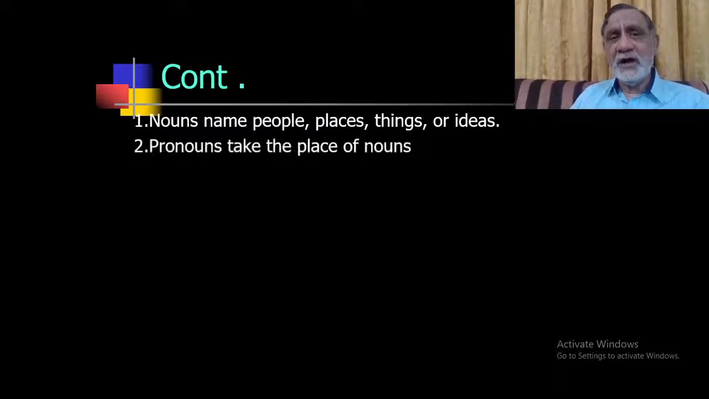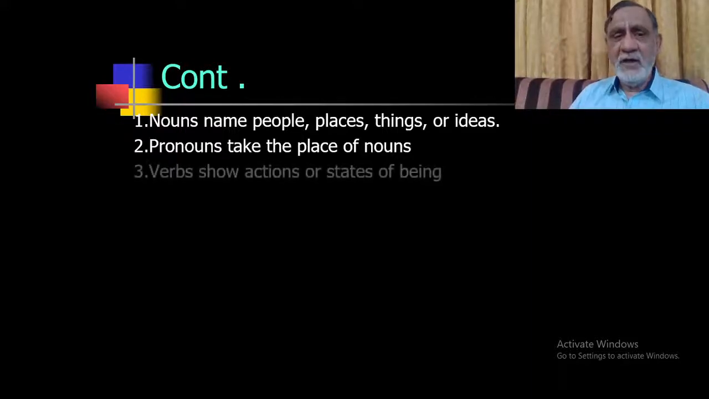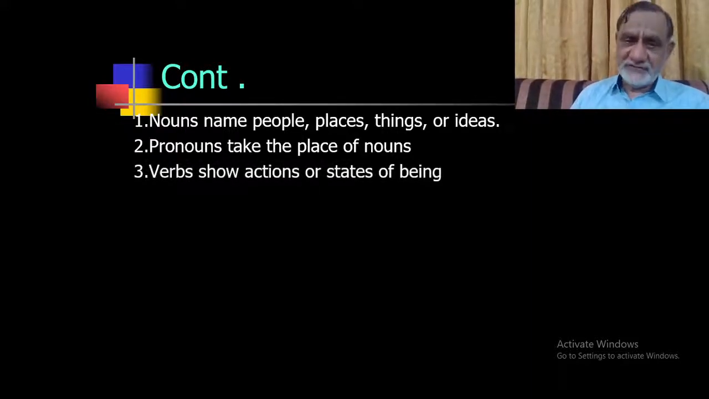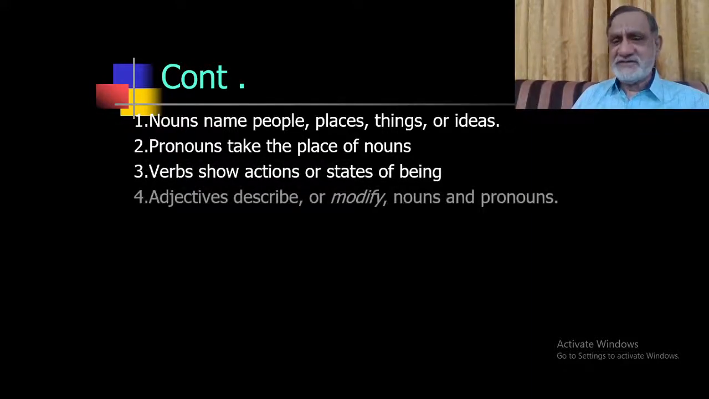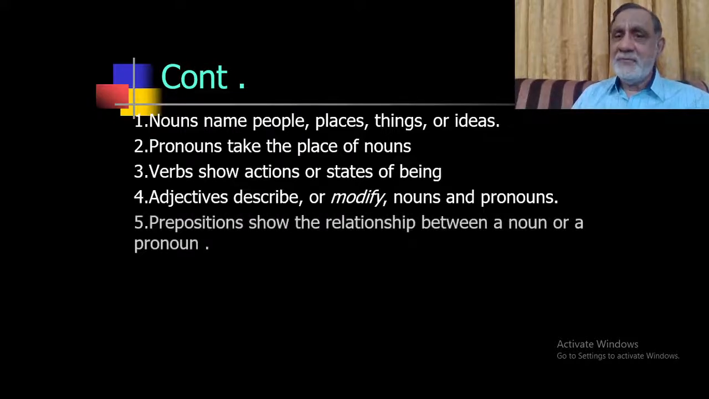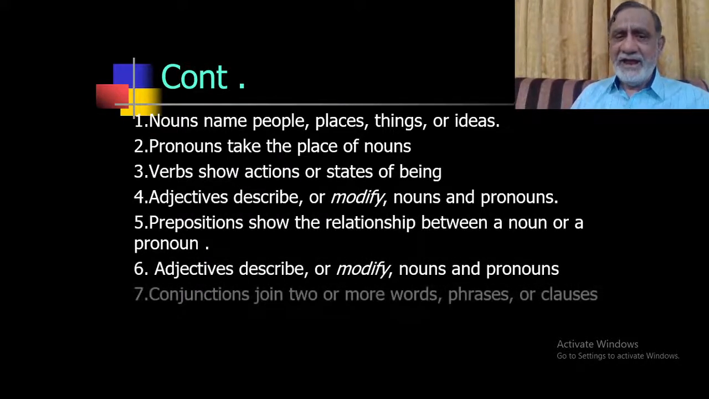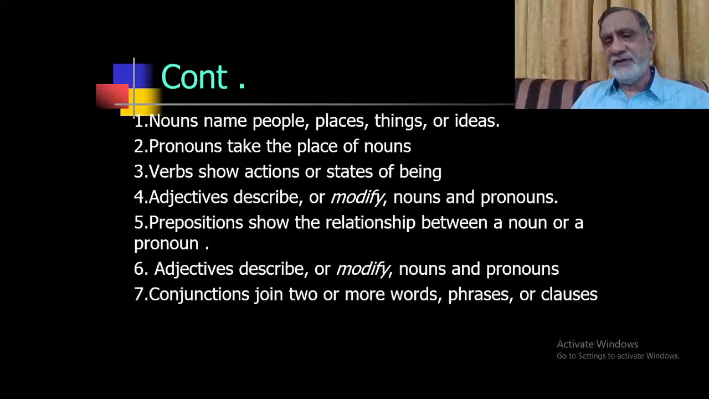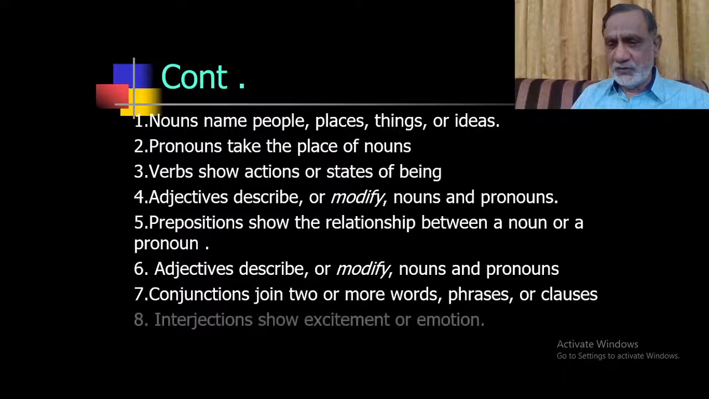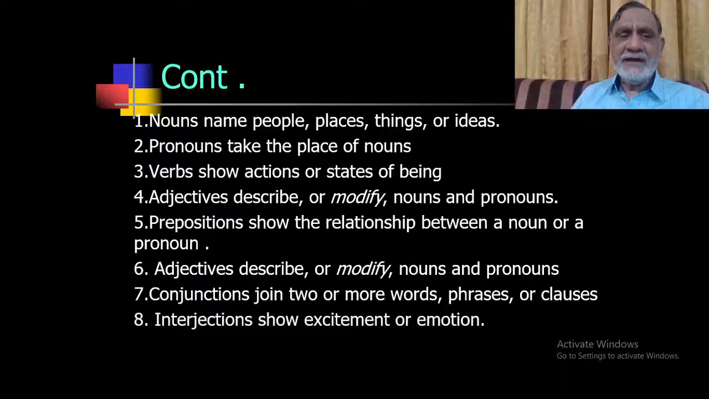Nouns are names of people, places, things, and ideas. Pronouns take the place of nouns. Verbs show action or state of being. Adjectives describe or modify nouns and pronouns. Prepositions show the relationship between a noun and a pronoun. Adverbs describe or modify verbs, adjectives, and other adverbs. Conjunctions join 2 or more words, phrases, or clauses, and interjections show excitement or emotions.